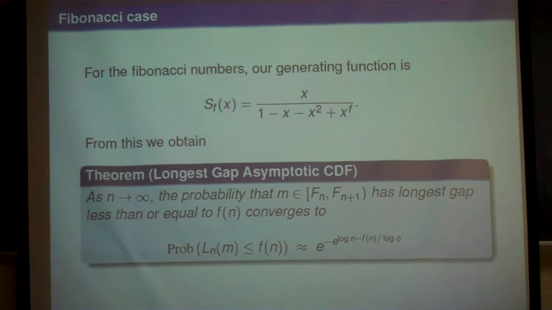You'll notice that this 1 minus x squared looks a lot like x squared minus x minus 1. This will allow us to show that asymptotically the cumulative distribution function of the longest gap in Fibonacci numbers looks about like this. It's doubly exponential, which tells us that it's very tightly concentrated about the mean, which gives us the finite variance that we saw before.